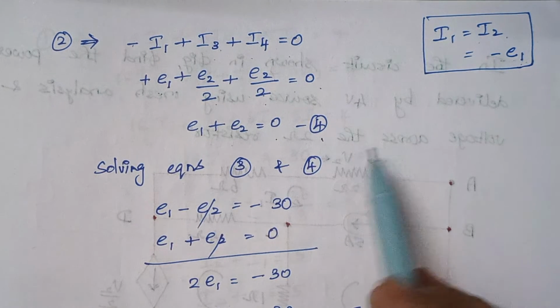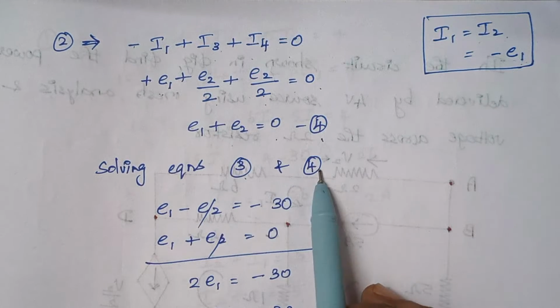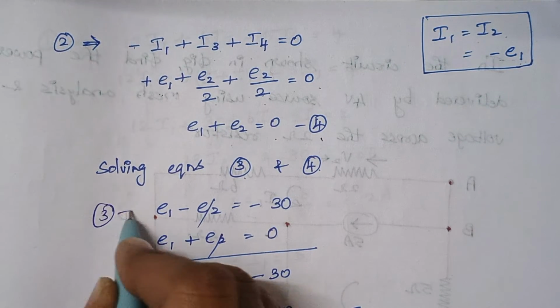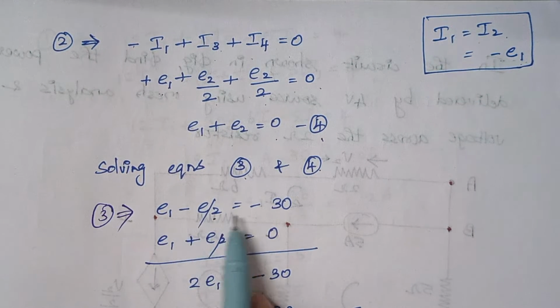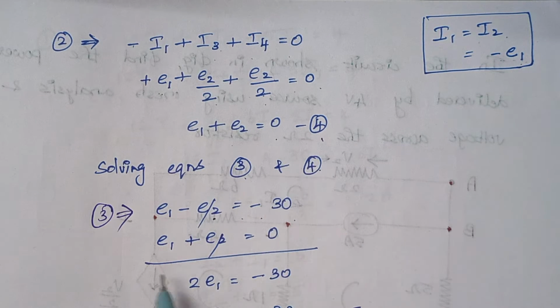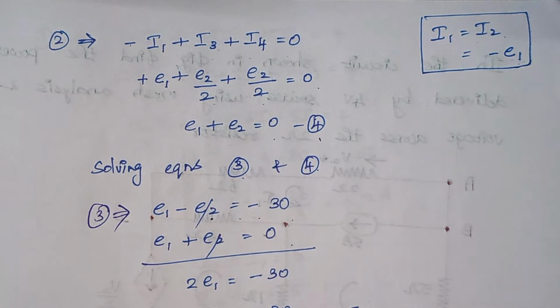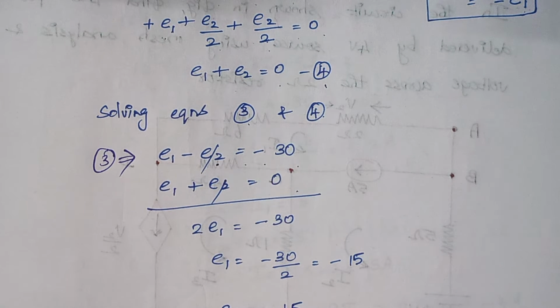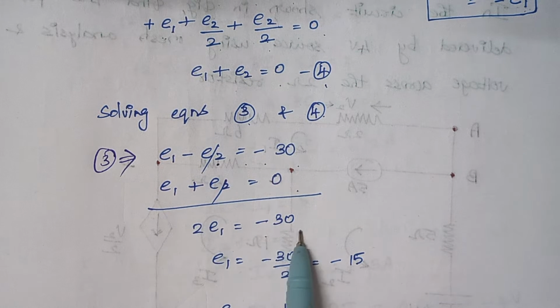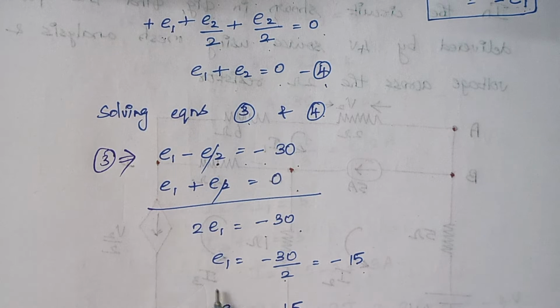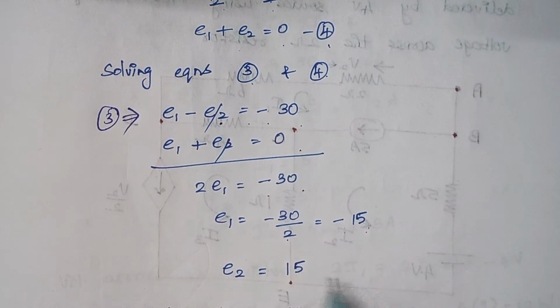So now we are going to solve equations 3 and 4. You see this is your equation number 3: E1 minus E2 is equal to minus 30, and here E1 plus E2 is equal to 0. So once you simplify, we get 2E1 is equal to minus 30. Therefore E1 is minus 30 by 2, which is equal to minus 15. So the E1 value is minus 15. Then what about E2? E2 is plus 15.